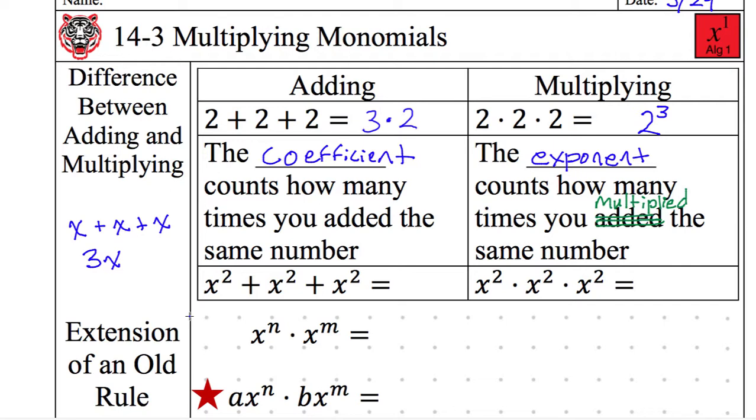So these are the key differences between adding and multiplying. Coefficient versus exponent. Only the coefficient will change when I'm adding. Only the exponent will change when I'm multiplying. So my example: x squared plus x squared plus x squared.